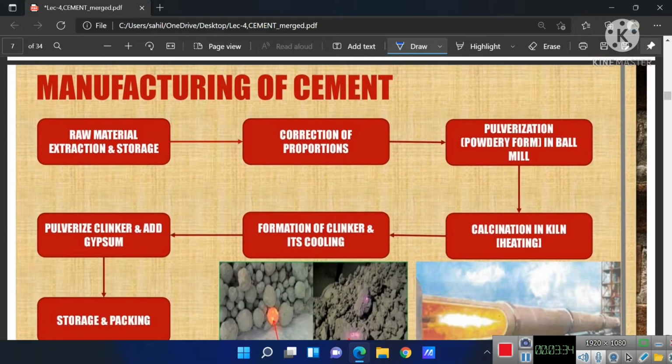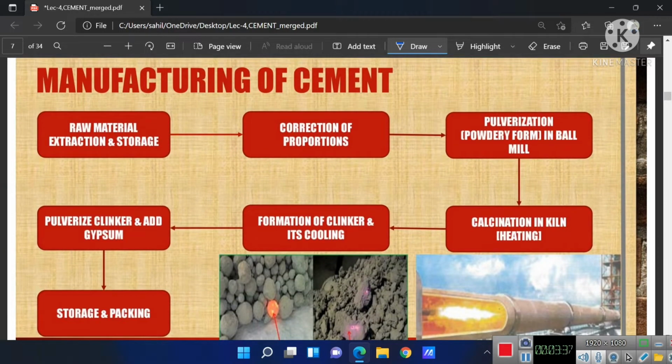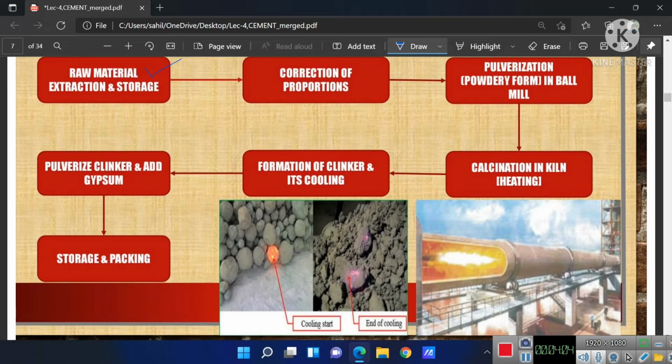So here is a flow diagram which shows the manufacturing of cement. First of all, raw material is collected and stored, such as Portland stone, clay, etc. And then they are mixed in correct proportions, and then they are pulverized, that is powdered, in a ball mill. And after that, calcination in kiln. Now here is the process which is shown, that is calcination in kiln, which is basically heating.